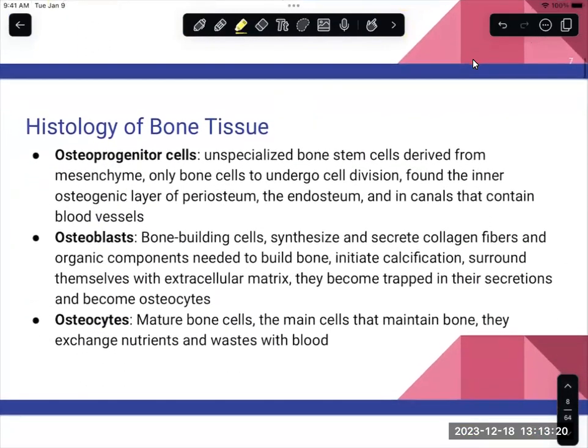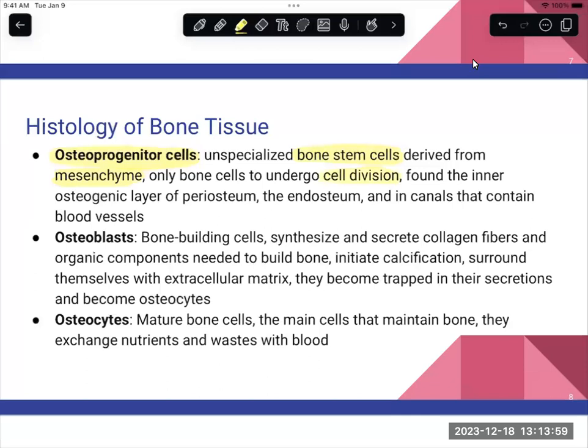So here's the cells that make up our bones. I mentioned in that medullary cavity, in that endosteum, there's osteoprogenitor cells. These are specifically those bone stem cells. They come from that mesenchyme, that fetal connective tissue. These are the only cells that can go through mitosis, that cell division, are the osteoprogenitor cells.